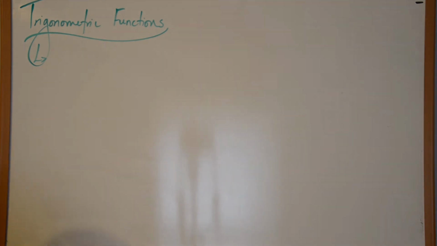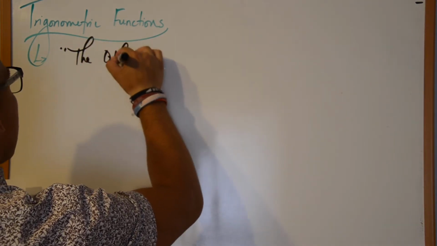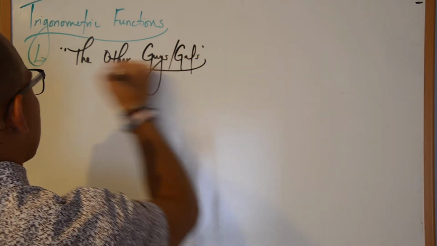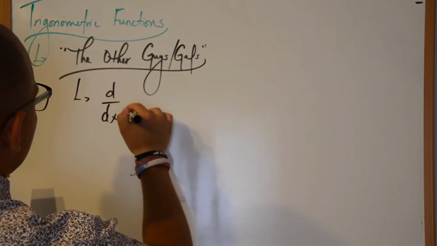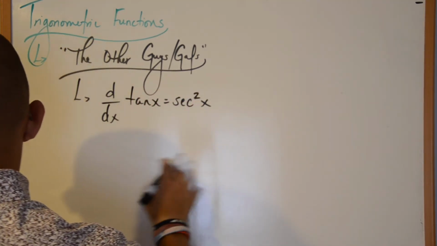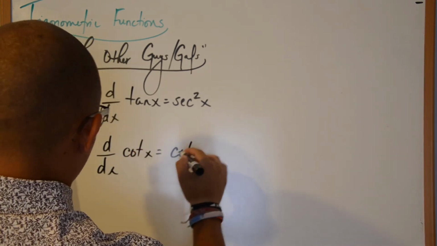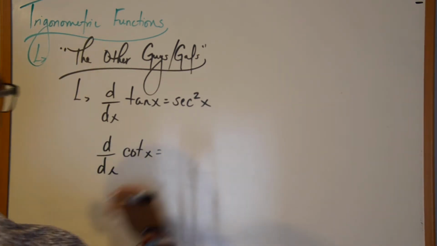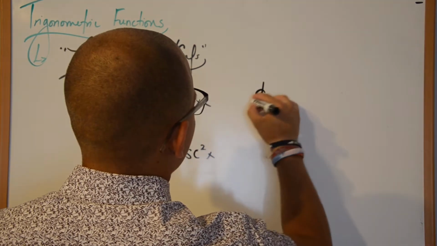Now let's write down the derivatives of the, I like to call them the other guys. Gals. Right, because we always focus on sine and cosine, but d dx, so the derivative with respect to x of tangent x equals secant squared x. Oops, getting ahead of myself. Negative cosecant squared x.